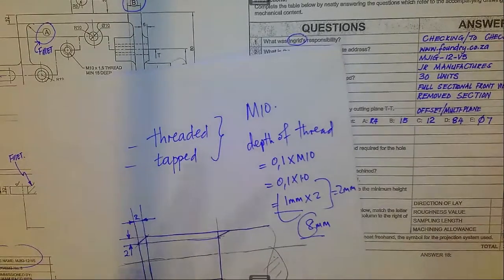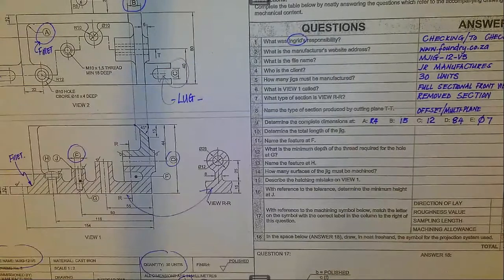But in this case, you are given 1.5 as the depth of the thread, so you make use of that. Determine the total length of the jig. Determine the total length of the jig.